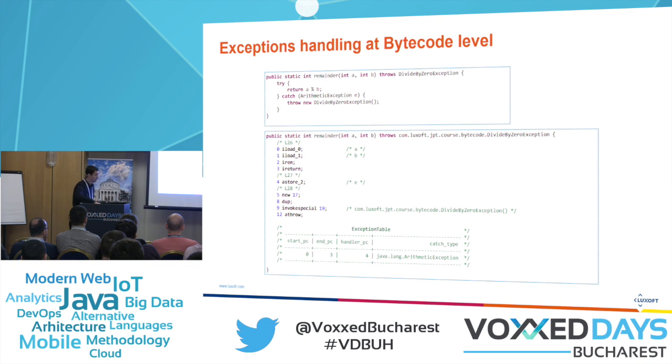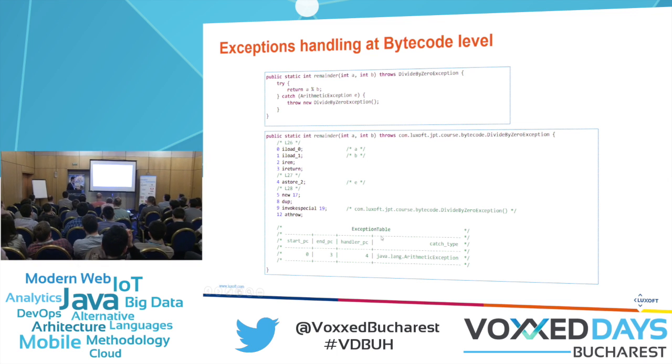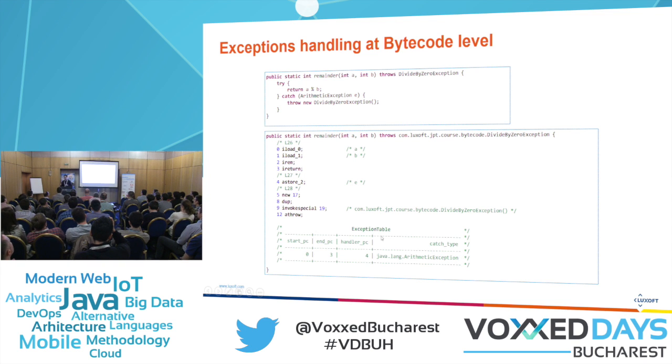Now it's a bit of fun. We'll see basically how exceptions are handled at bytecode level. At the bytecode level, there is a lot of information. For example, this exception table is part of that. The exception table is searched every time a new exception is thrown at the code level. And let's see how it works.